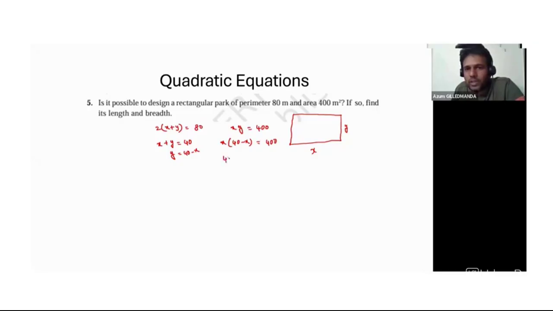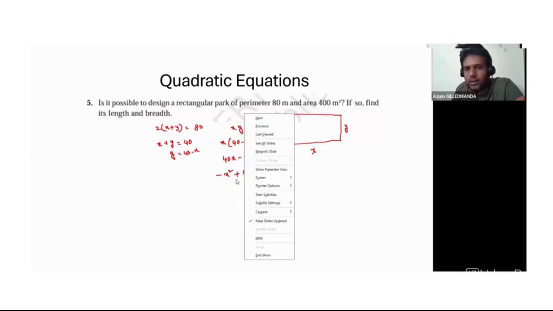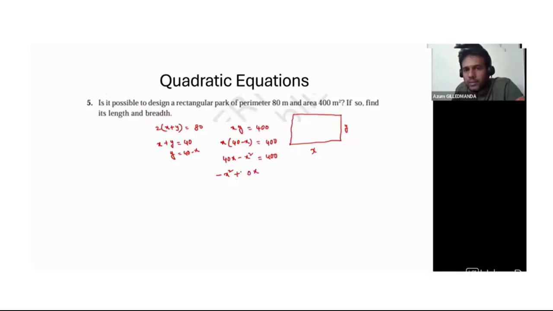Now expand this. So this becomes 40x minus x square equal to 400. Now convert this into a quadratic equation form. So minus x square plus 40x minus 400 equal to 0. Now multiply with minus. So x square minus 40x plus 400 equal to 0. So this is the quadratic equation.